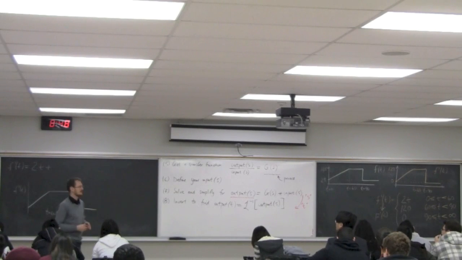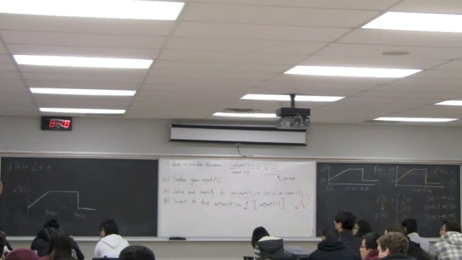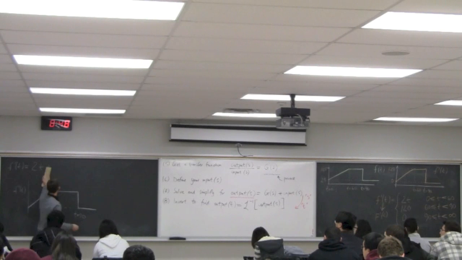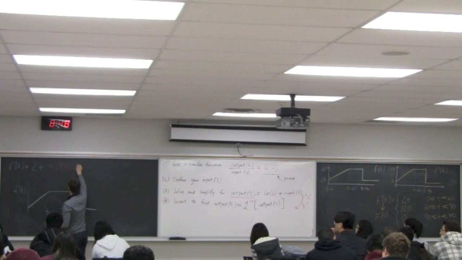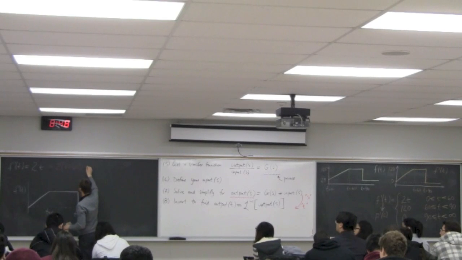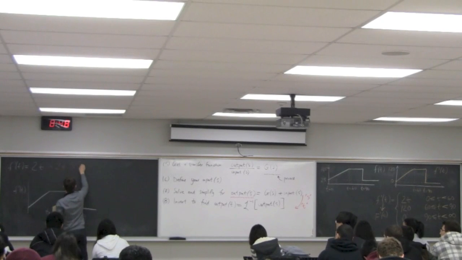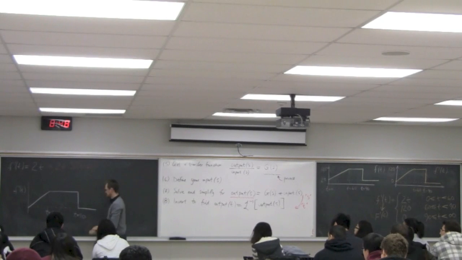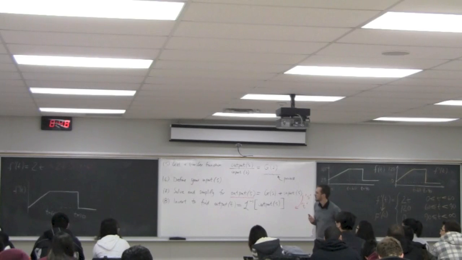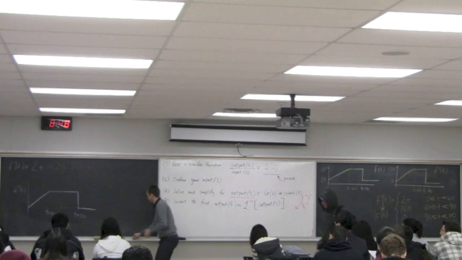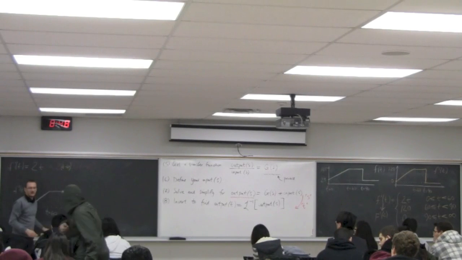Plus, what's the next term? Minus 2t times s of t minus 60. Minus 2t times a step function s of t minus 60. There's one suggestion. The other suggestion is the same, but with t minus 60 over there.